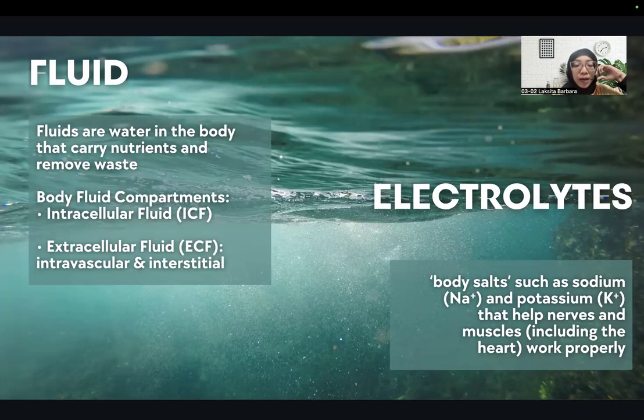The fluid in our body does not only consist of intracellular fluid, it also consists of extracellular fluid. These extracellular fluids consist of the fluid inside our vascular system and the fluid in between the cells, or interstitial. Electrolytes consist of several types, but we will focus on sodium and potassium, because these two body salts help the nervous system and help the muscle work properly.